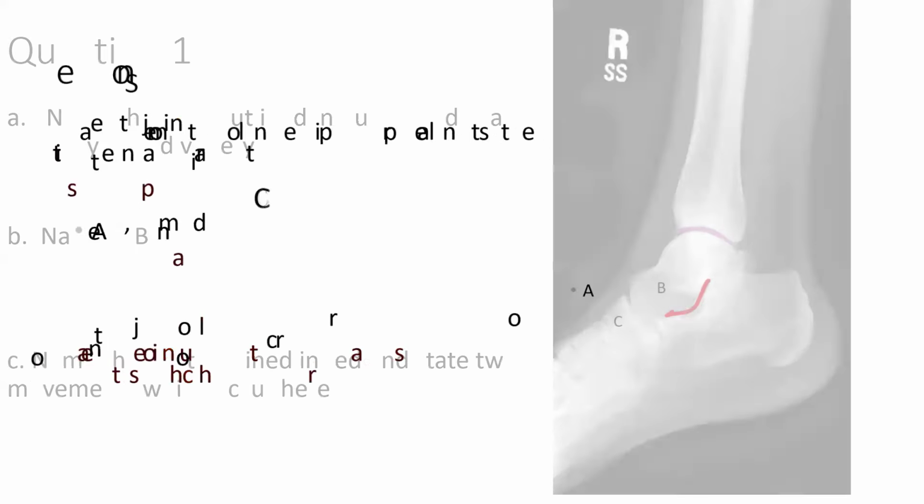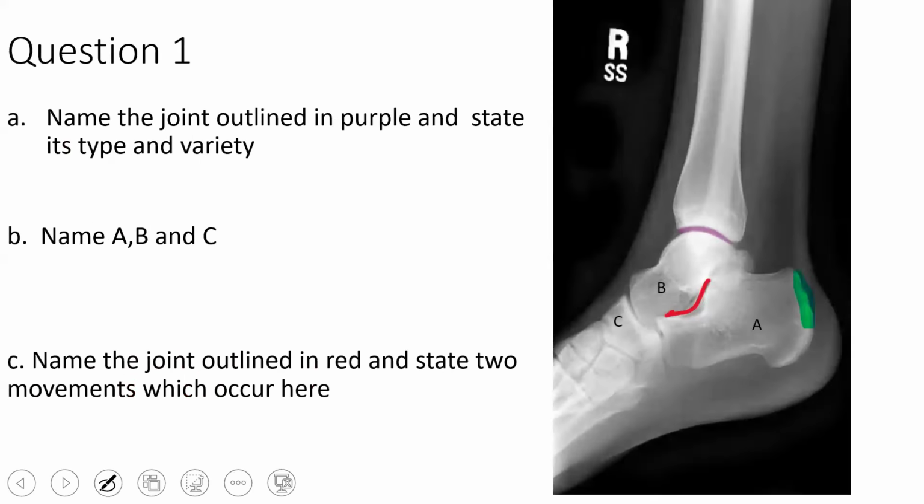So, on to our first question. This question is testing your knowledge on the joints and the bones of the foot or the lower part of the leg. We've been asked to name the joint outlined in purple and state its type and variety. So this is the joint being asked. The name of that joint is the tibiotalar joint. Between tibia and talus, so tibiotalar joint or the talocrural joint.